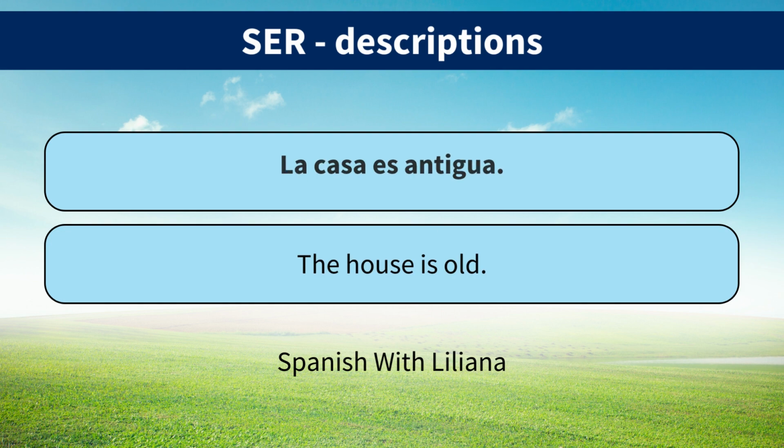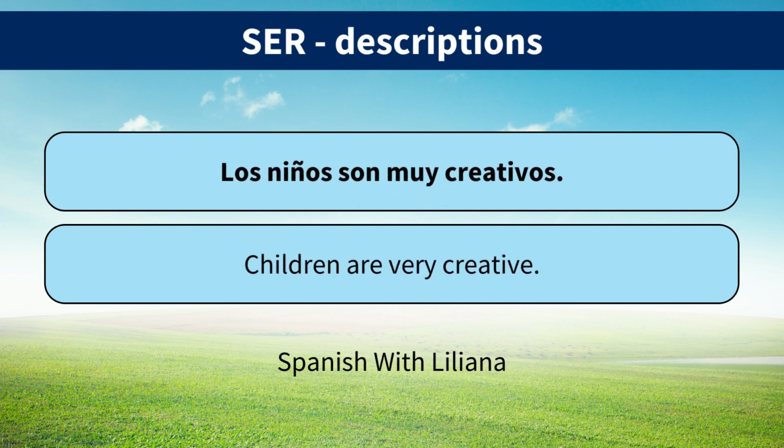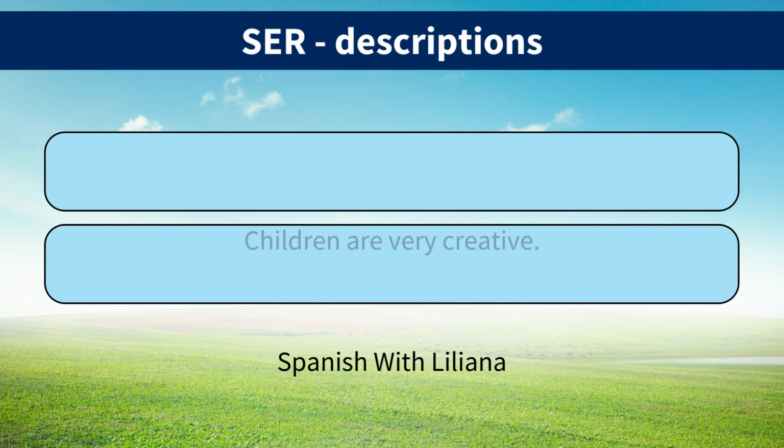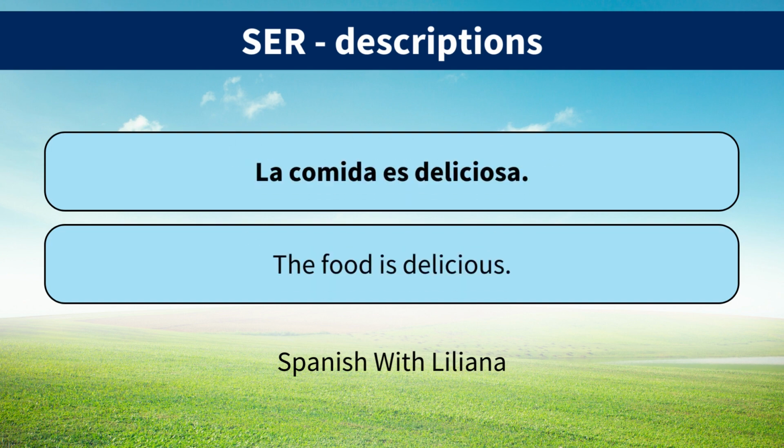The house is old. Los niños son muy creativos. Children are very creative. La comida es deliciosa. The food is delicious. So all of these sentences are describing something.